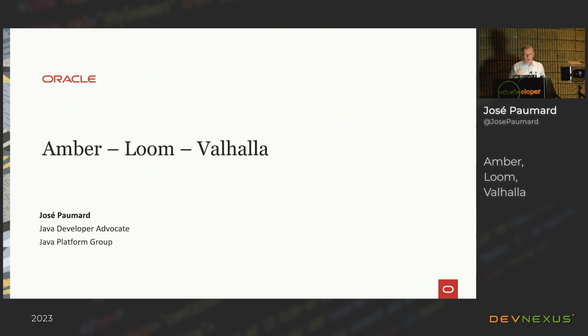So my goal today for you is to give you an overview of, I would say, the most important features currently being developed and already published recently and soon to be published in the next few versions in the three topics, Amber, Loom, and Valhalla. And the reason why I chose these three projects from the OpenJDK is that they are the projects that are going to have an impact on the way we actually write Java code. There are many other projects being developed.